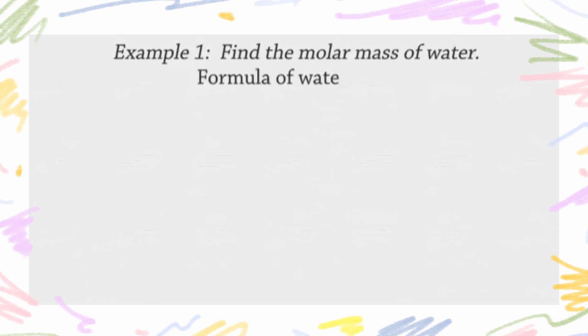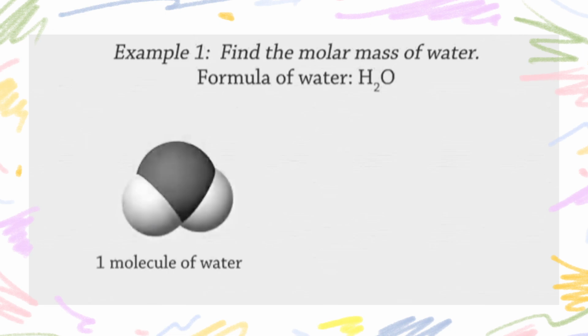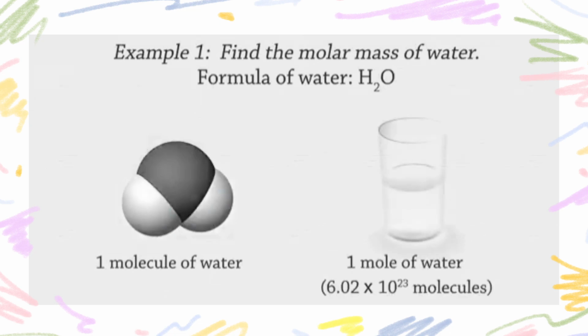The formula of water is H2O. To calculate the mass of 1 molecule of water, you would add the atomic masses of the 3 atoms that make up 1 water molecule. But we don't want the mass of just 1 molecule of water. We want the mass of 1 mole of water molecules. By the way, we have a short glossary video about the mole if you need a refresher for that definition.